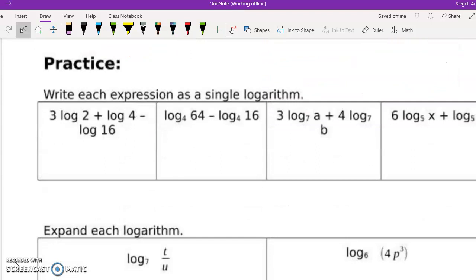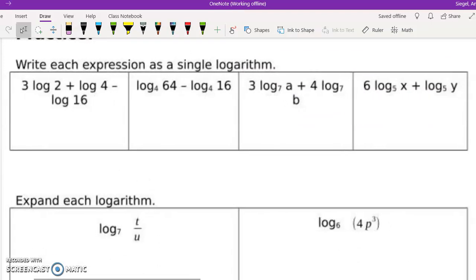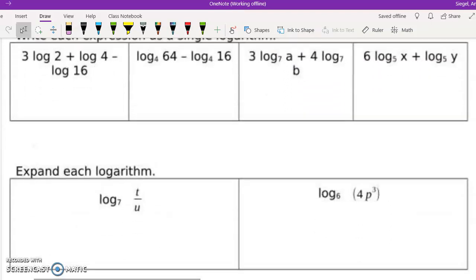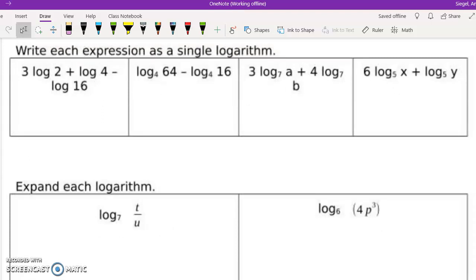Okay, so here's some practice problems. Go ahead and try those before I turn you loose on your homework assignment and see how you do. So go ahead and push pause. I'll push pause and finish them for you and see how we do.